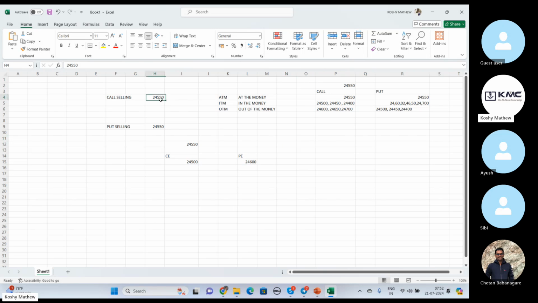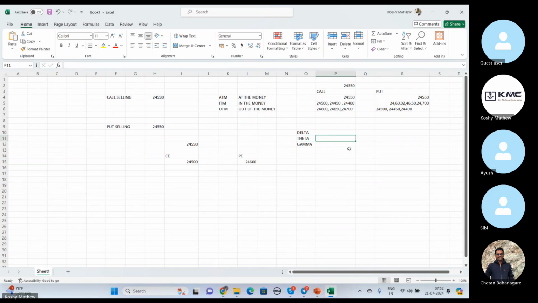If you bought 24,550 and the market is going towards your side, 24,600, 24,650, then what happens? The delta keeps increasing. Things which are very important: delta, gamma. I'll not get into depth. All this is very good. A whole 1-2 days will go in explaining this. Whatever premium you're paying, the premium erosion will happen depending upon theta.